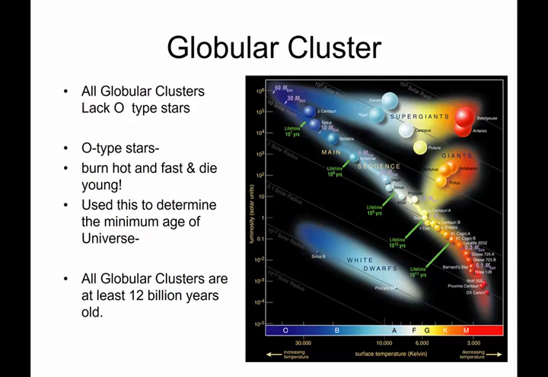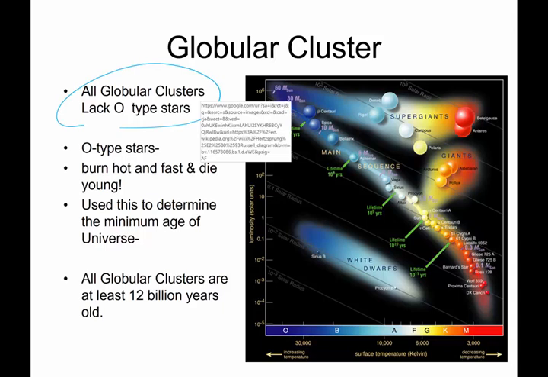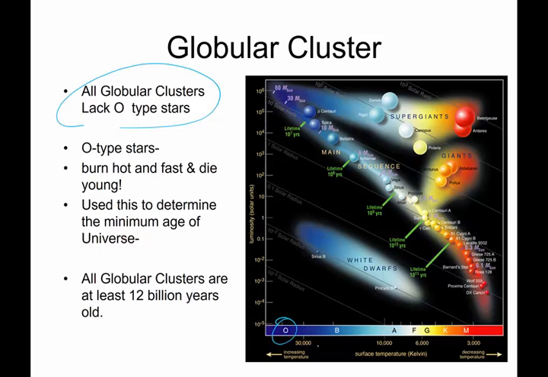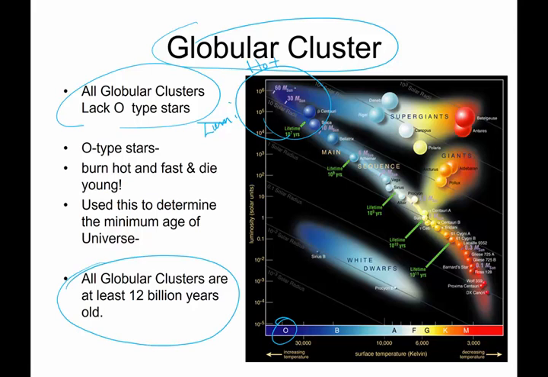Globular clusters, when we see them, do not have O-type stars. On our Hertzsprung-Russell diagram, in this corner, we have these O stars, O be a fine girl, kiss me, up here that are very, very hot, and they're very, very luminous. They're very, very bright. So what does it mean that a globular cluster does not have hot, bright stars in it? Basically, it means the globular clusters are so old that the stars that are in this corner of the Hertzsprung-Russell diagram have died off.